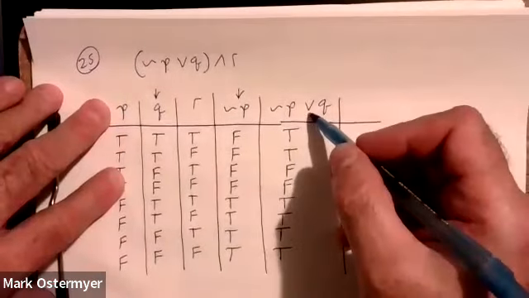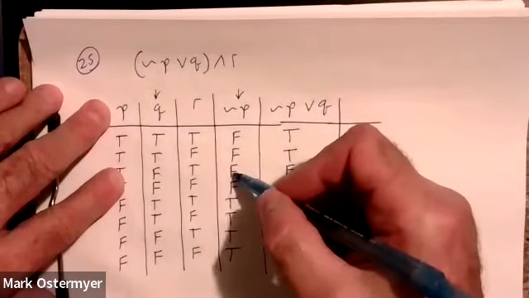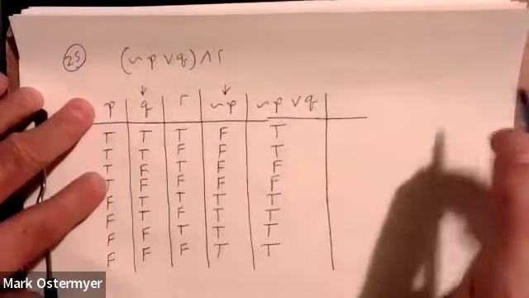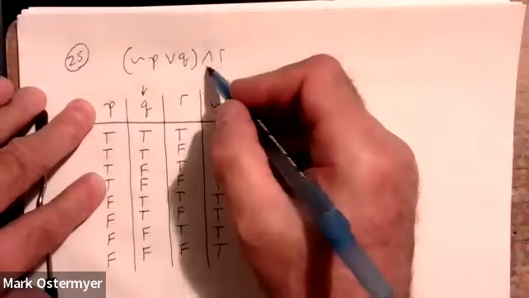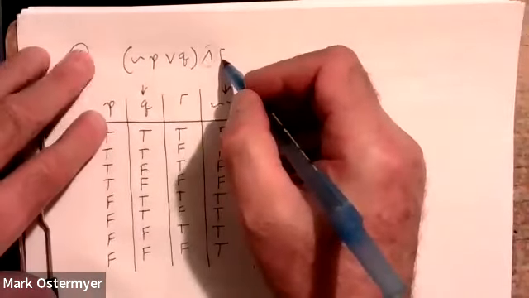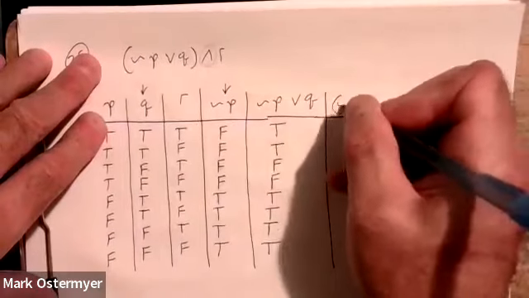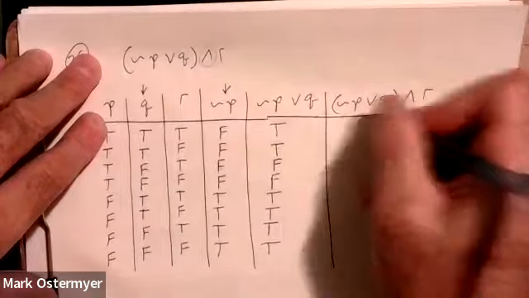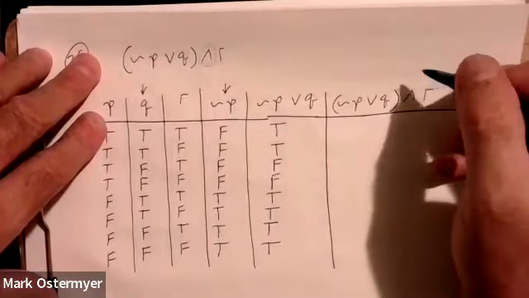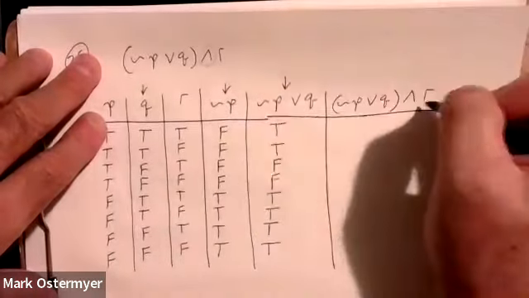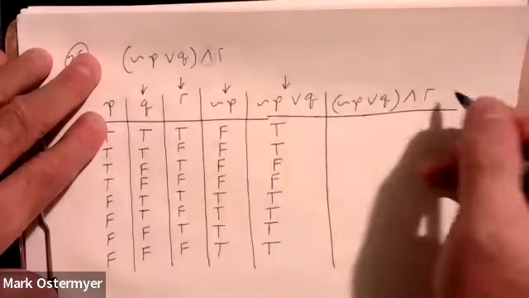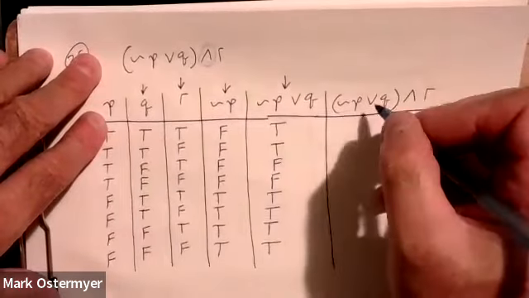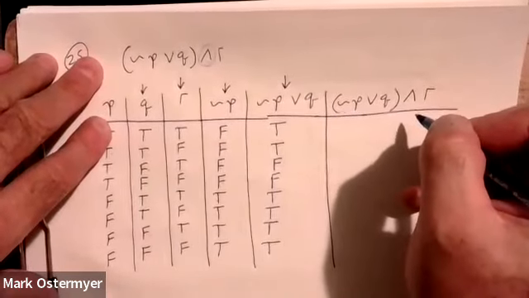Again, the only time an or is false is if both statements are false. False or false, false. False or false, false. The last column is going to be the anding with R. It's going to be my entire statement. So now I'm concerned with this column right here and my R column. And the only time an and is true is if both statements are true. Otherwise, an and is always false.